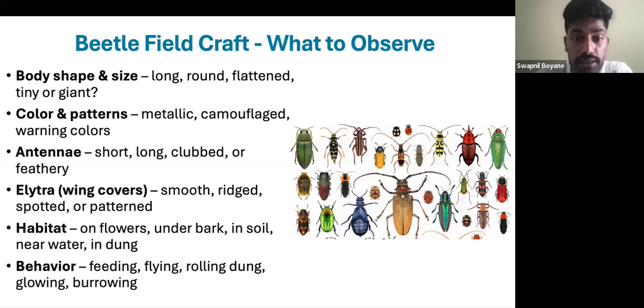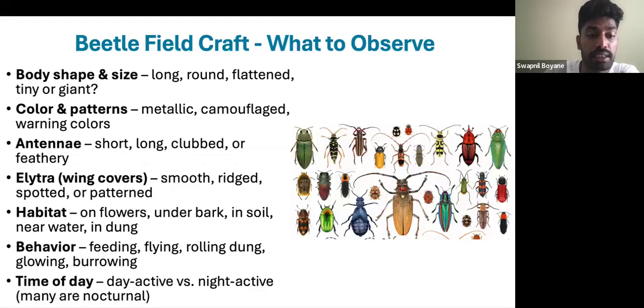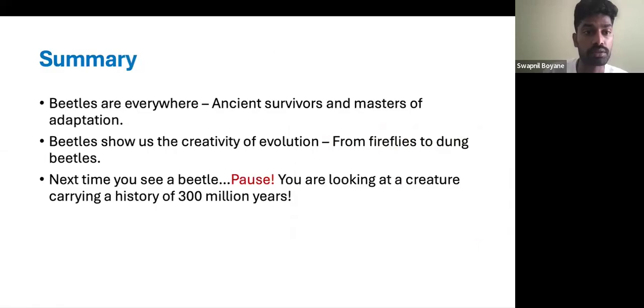If it is glowing, it's going to be a firefly as well. So behavior also helps identify these beetles. And lastly, time of day: there are some beetles which are active during the day, and there are some which are active during the night, fireflies of course being one of them. So if you look at these different characters or features, you would be able to identify a beetle.